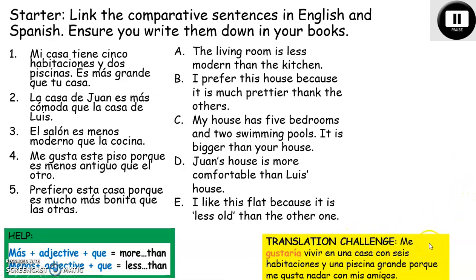Me gustaría vivir en una casa con 6 habitaciones y una piscina grande porque me gusta nadar con mis amigos. See what tense this is.